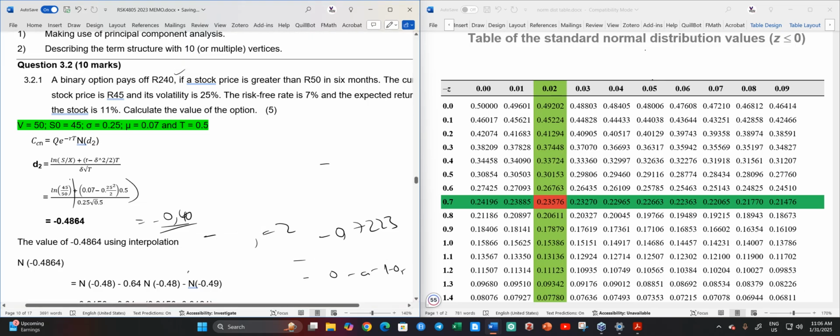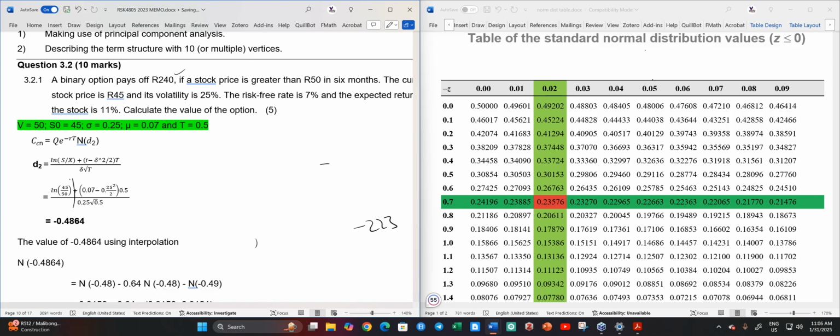So let's try to interpolate minus 0.4864. I just finished deleting, then we interpolate this one. So now when we're interpolating a 4 decimal number like that one, we just need to understand this.